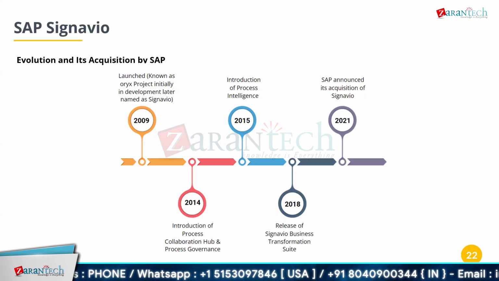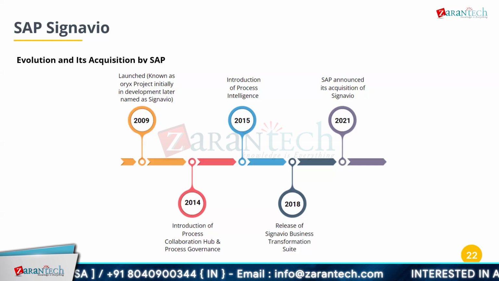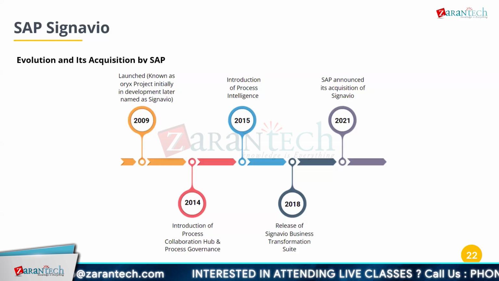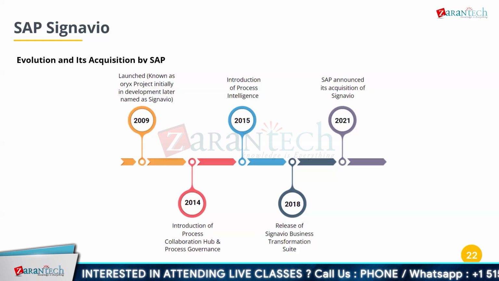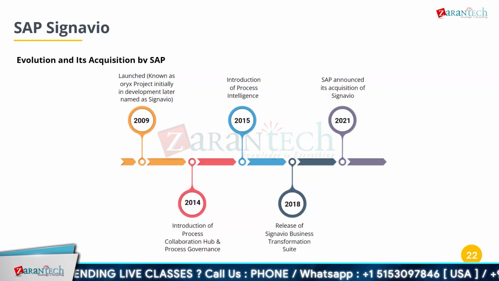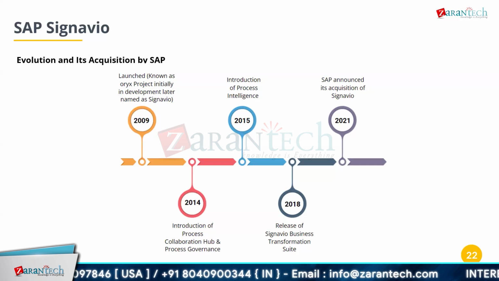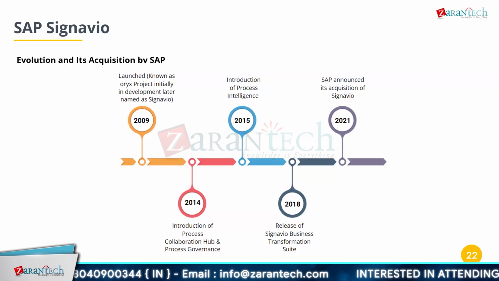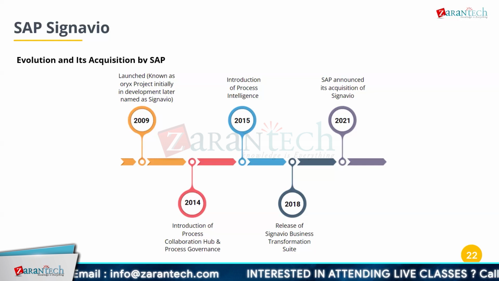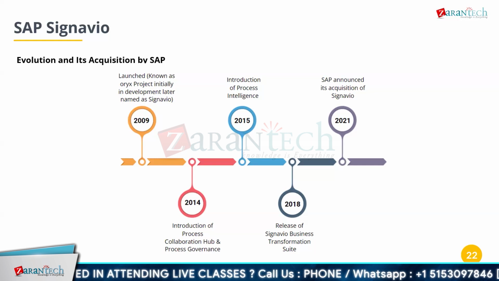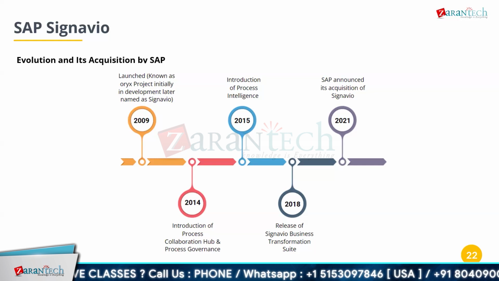In 2014, they also added process governance. In 2015, they added process mining in the Signavio process transformation suite, which they used to call process intelligence. In 2018, they started selling this tool as a business process transformation suite by adding a few new features. And in 2021, SAP acquired this tool, and the merger was completed in mid-March. Since then, it is called SAP Signavio.